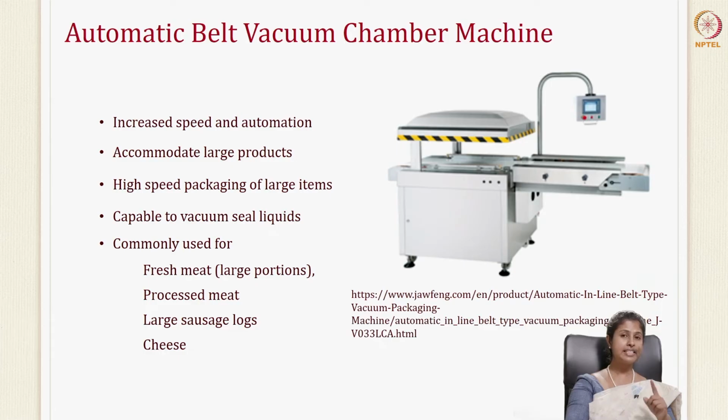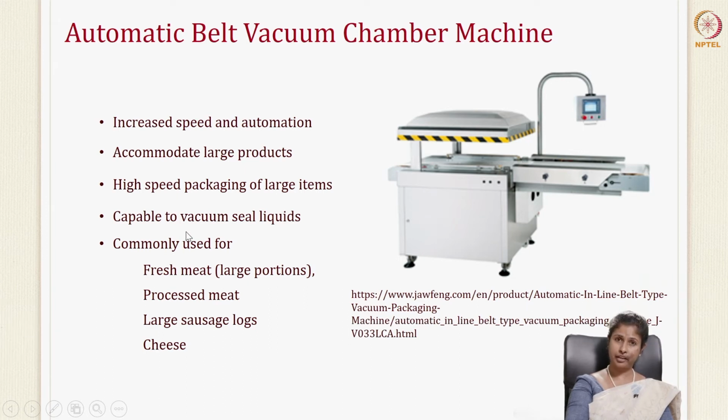This increases the speed and the automation, usually used in large production areas or industries. It helps to accommodate large products, not just the smaller ones. Larger products can be done in your automated belt vacuum chamber machine. High-speed packaging is done of large items.